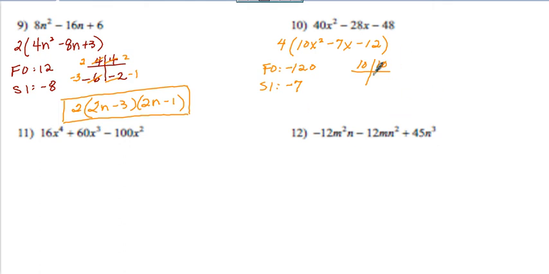This one may take a little while for you to think about, because 120 is such a big number, but if you noodle through it long enough, you should come to the conclusion that you can multiply 15 and 8. 15 and 8 multiplied together gives you 120. And now I need them to sum to negative 7. So I need this 15 to be negative, and I need the 8 to be positive.